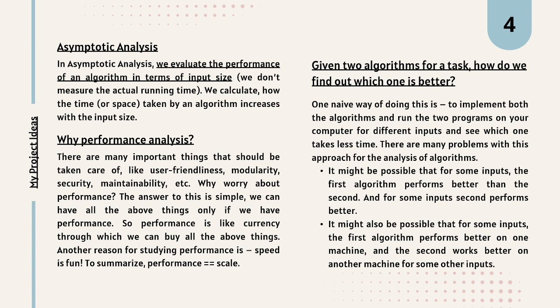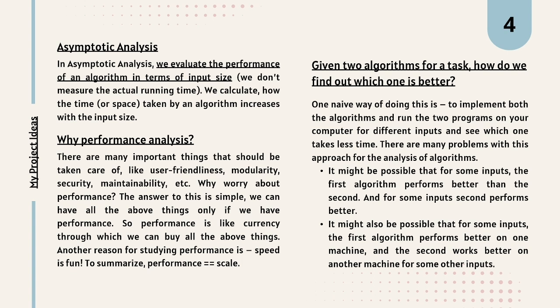Speed factor. We have given you a lot of theoretical knowledge. Now let's go to the practical implementation of it. Say I have given you two algorithms for a task. How do you find out which one is better? What is the naive way? The naive way is in layman's terms. What will a common man do, who has literally zero knowledge in coding, zero knowledge in technology?